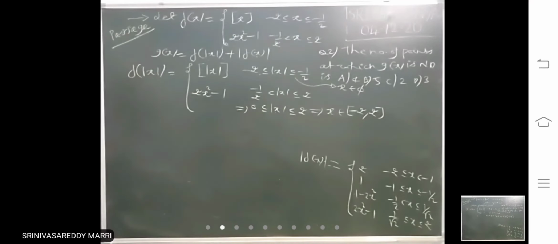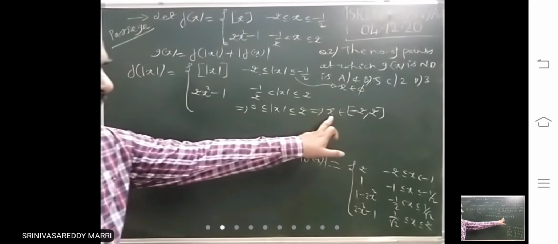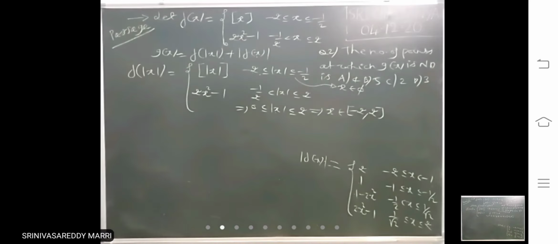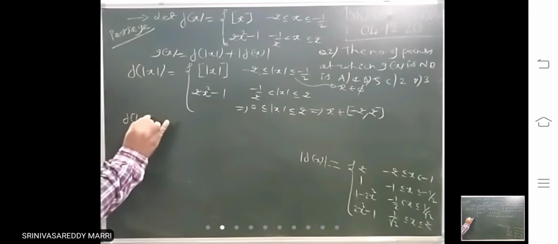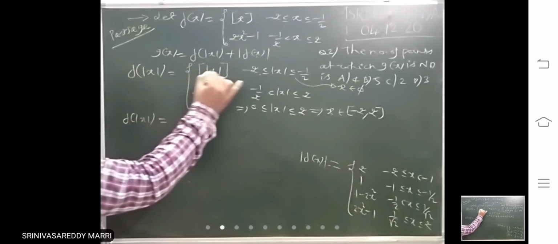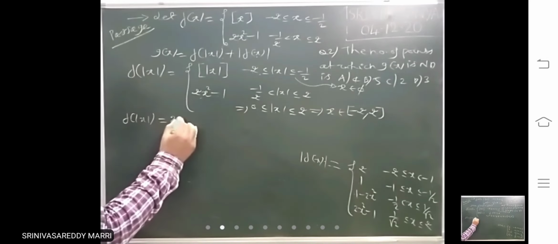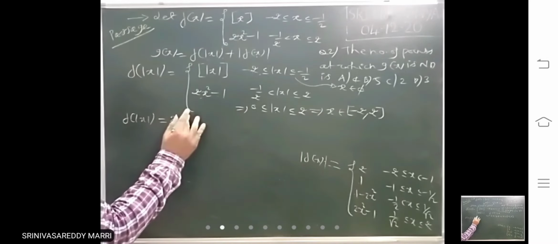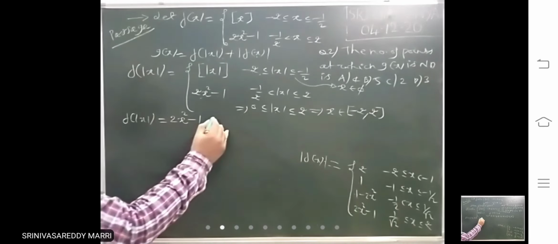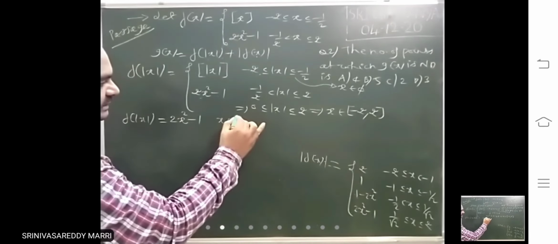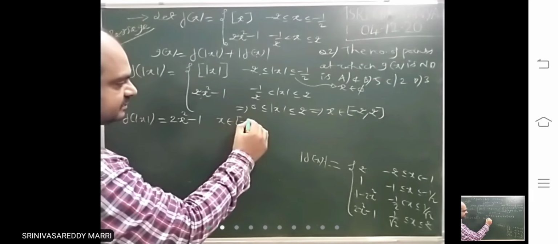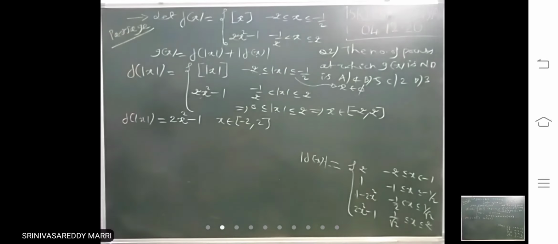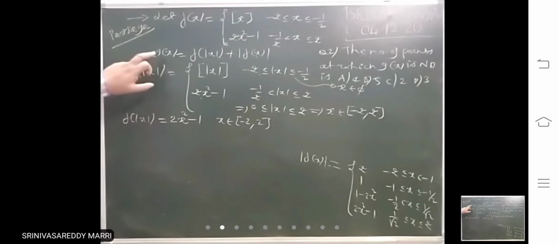This is modulus x less than or equal to a means x lies between minus a and a. Now the definition is very clear. So therefore for f of modulus x, there will not be multiple cases. Just one definition, 2x square minus 1, when x lies in the interval -2, 2. Only one definition. Now I am writing g of x.